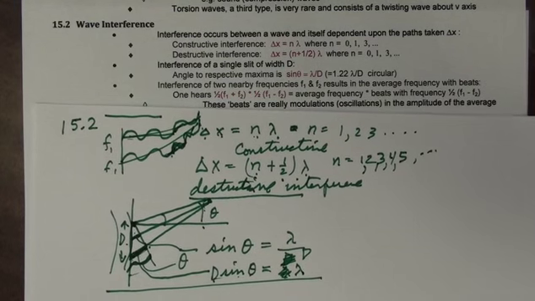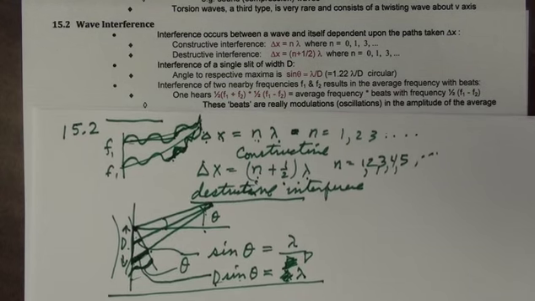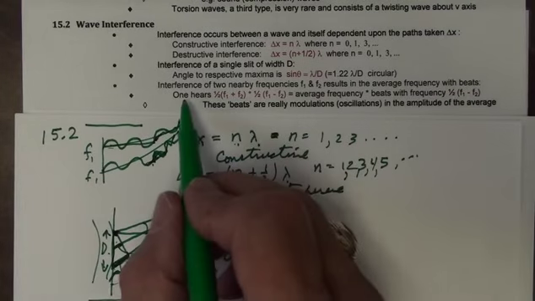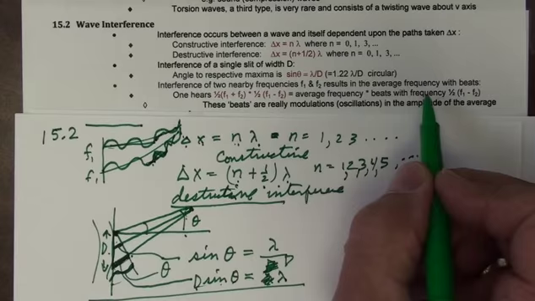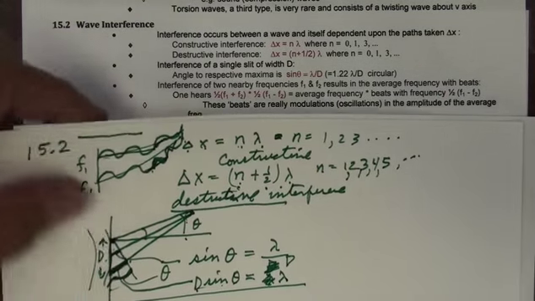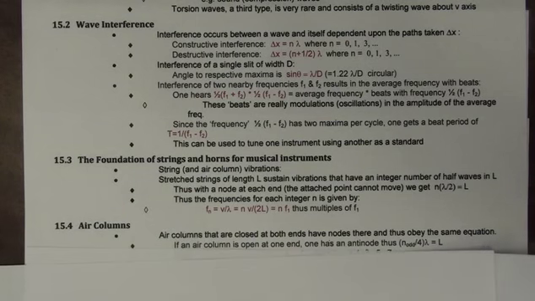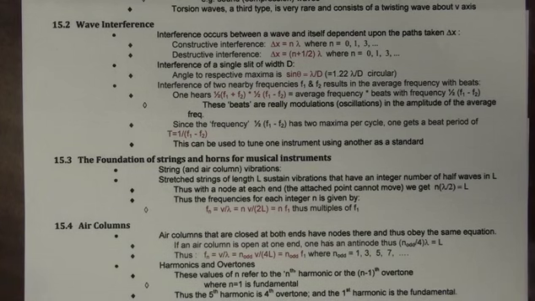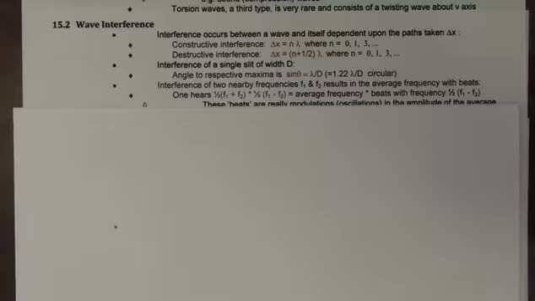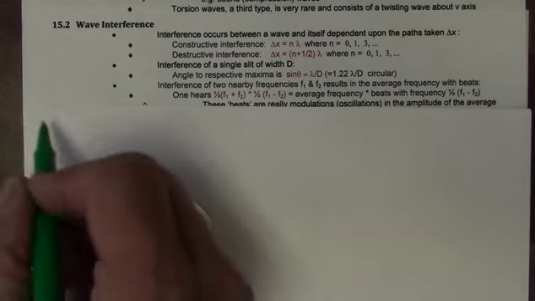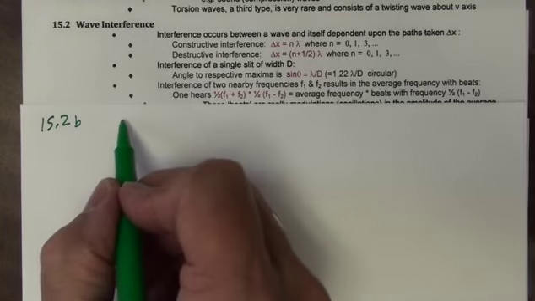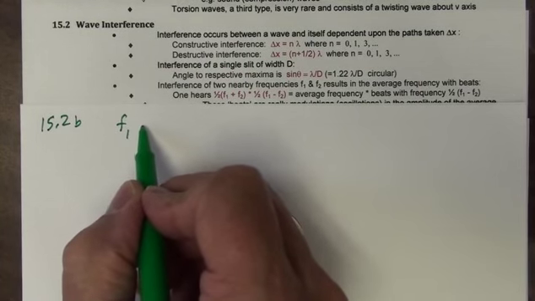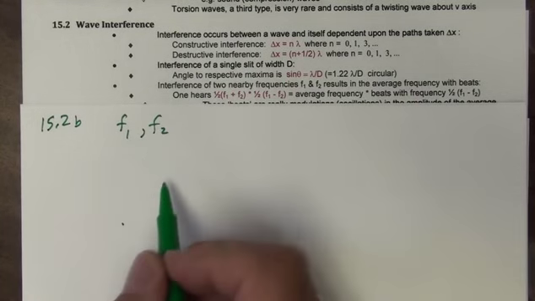Let's look at interference between two nearby frequencies. Interference between two nearby frequencies, F1 and F2, results in an average frequency that has beats. So what is it that happens when we have two nearby frequencies? Let's assume we have a frequency F1 and another frequency F2.